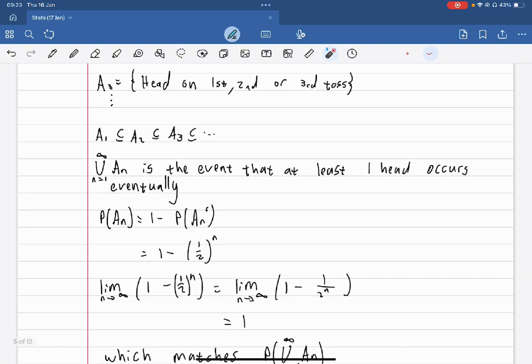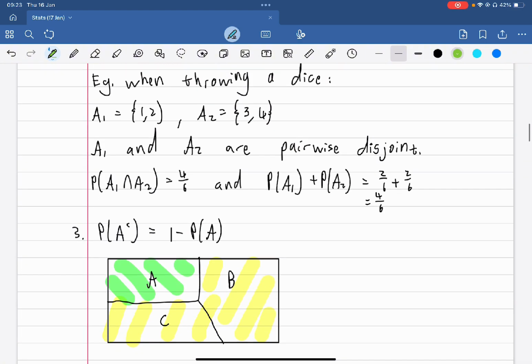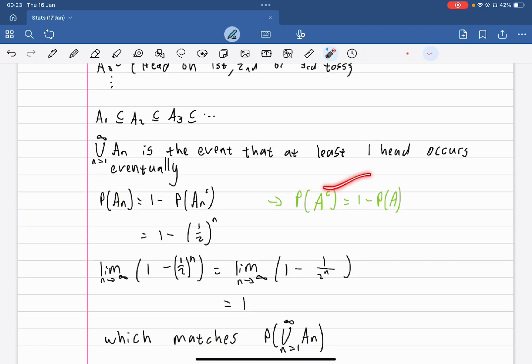So for the probability of An, we're going to use one of the rules from earlier: the probability of A complement is equal to 1 minus the probability of A. Here I just swapped them, moving that one to that side and that one to that side, so it's exactly the same. And we know that the probability of A complement is the probability that no head occurs. The probability that no heads occur on each toss is a half, because each toss can either be a head or a tail, so it's a half to the power of n.